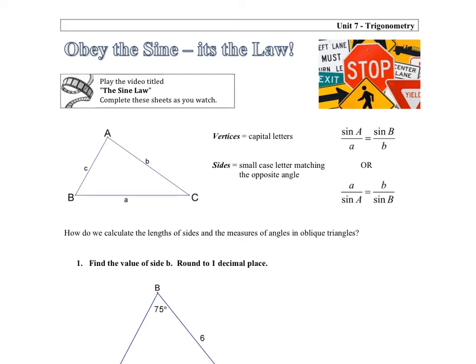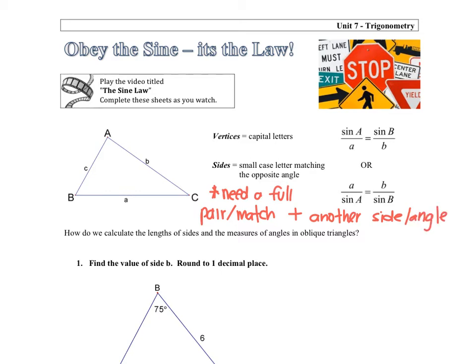In order to use the sine law, you need to have a full match, a full pair. So I need to have a vertex and its opposite side, and then I also need some other information, another angle or another side. So I'm going to make a little note of that. Need a full pair or a full match plus another side or angle. That way you can solve for the other side or angle that matches it.